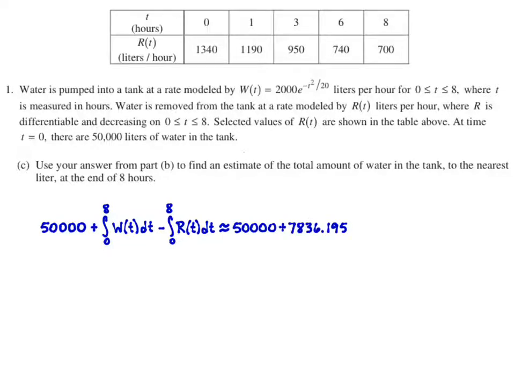7,836.195. And then we already figured out the integral of R from 0 to 8 in the previous problem, and that was 8,050. And so we can just put all this together and we end up with 49,786 liters. Again, this is the amount that we started with. This is the amount of water that was added. This is the amount of water that was taken away.